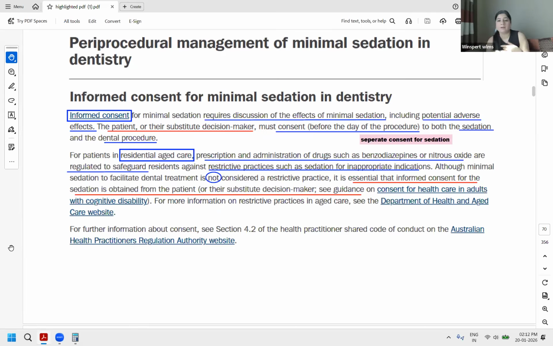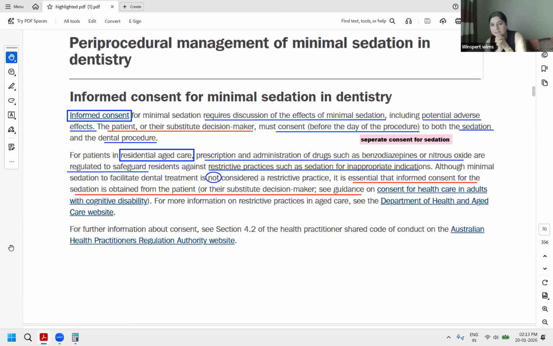In residential care, again, BDCs and nitrous both are regulated and restrictive practices, but for dental treatment, there are no restrictions to them. In residential care, you can use both. But again, the decision making should be after weighing the benefits and the harms, contraindications, advantages, disadvantages, everything applied. And then obtain the consent from the patient and their substitute decision maker.